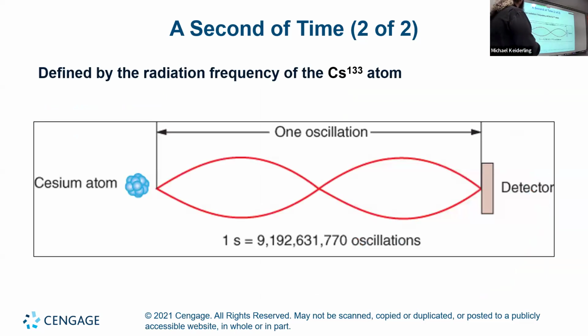A second of time is defined by the radiation frequency of a cesium-133 atom. You excite a cesium-133 atom and it oscillates. It sends out radio waves. I think these are radio waves. Oh yeah, that's at 9 megahertz. That's definitely, no, that's at 9 gigahertz, but it's still radio waves. And 1 second is 9,192,631,770 oscillations. They're basically just counting these vibrations to define what a second is.